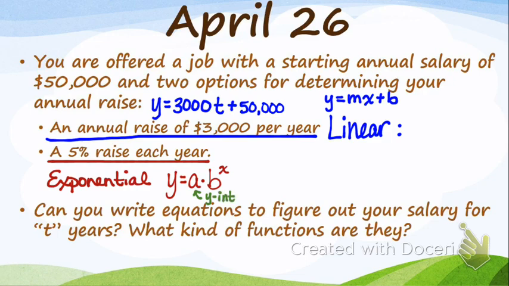So when I go to write this equation for the 5% raise, what should I have right after the equal sign? 50,000. That's our starting amount, our initial amount. And then we multiply that by whatever the rate is. The rate was 3,000 for the exponential function?